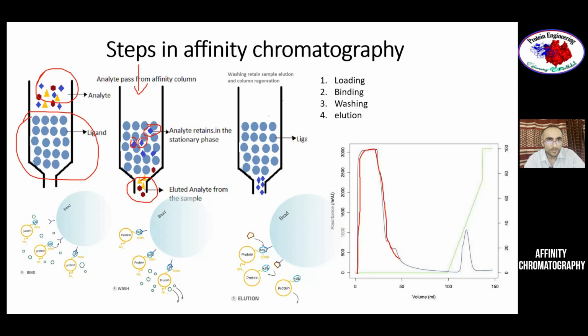Now, in order to remove those analytes which are interacting with the immobilized ligand, you can change the composition of the mobile phase. Either you change the pH or the ionic strength, and a very commonly used way to remove the interaction between ligand and bound analyte is to use competitive molecules. When you use competitive molecules, these molecules bind to the stationary phase, and that's how the bound analyte is removed from the column and gets eluted in the form of another peak, which is generally a pure analyte. This process is called elution.